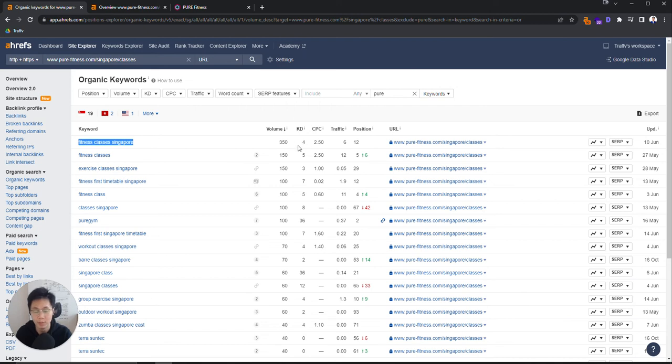With this being said, you can see the keyword difficulty is kind of the same, so we don't have to worry about that. The next thing I'll look at is the cost per click. You can see again, we don't have any outliers here. So this is the clear winner here. It has a higher search volume, it has a low difficulty compared to the rest of them, and it has a high cost per click.